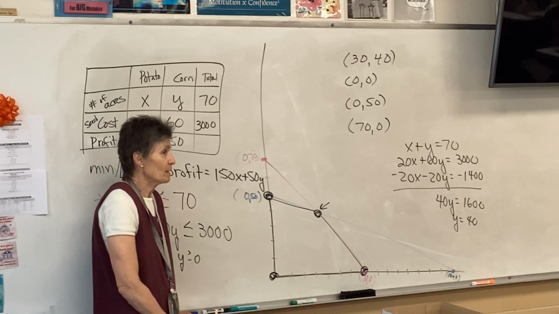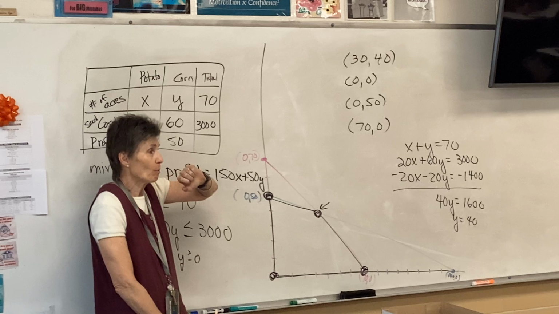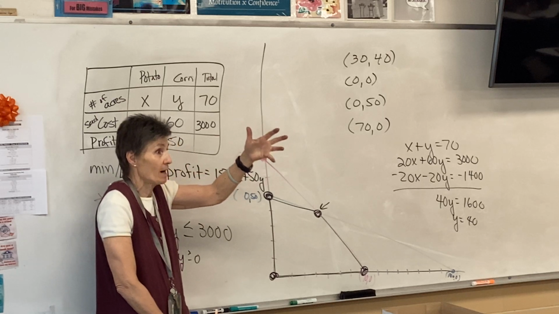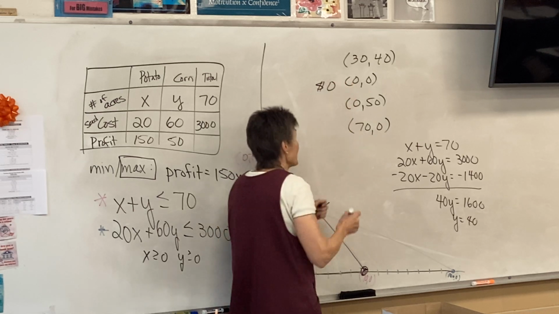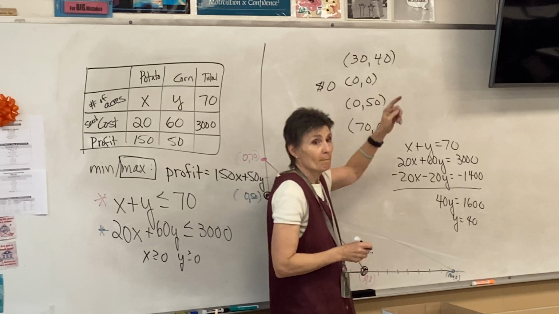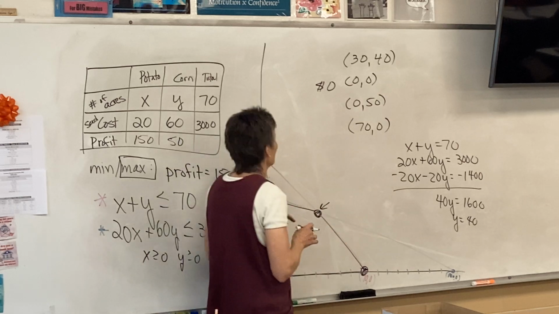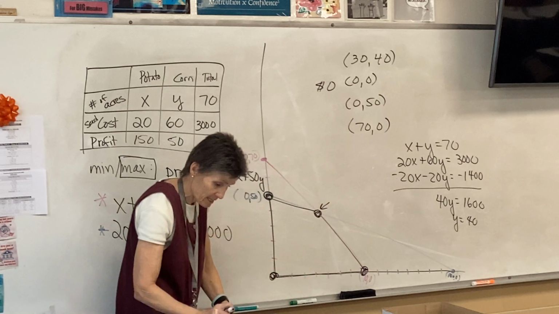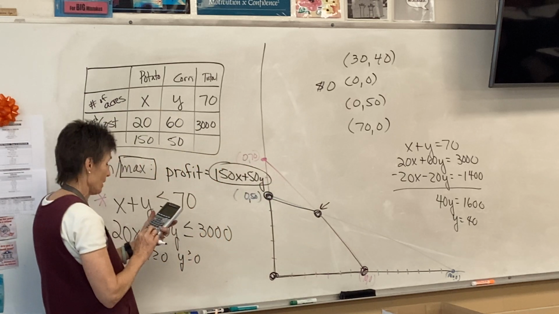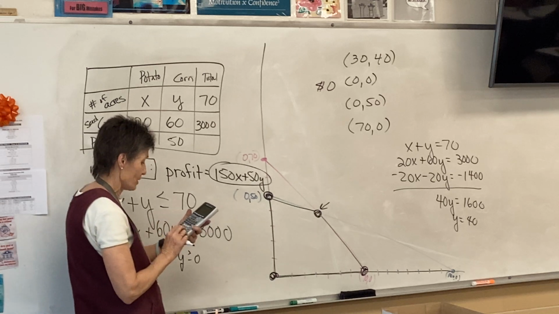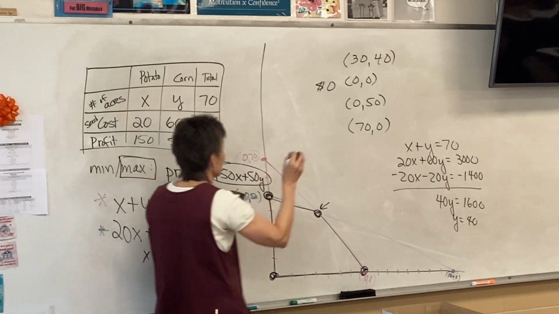Now, what is my objective again? To maximize my profit. So I'm looking for the highest number this time. Clearly, it's not going to be the origin, because if I plant no potatoes and no corn, my profit will be 0. That is my minimum. I need my maximum. So what happens if I plant 30 and 40? Now remember, this is how you calculate your profit: 150 times 30 plus 50 times 40. You get $6,500.